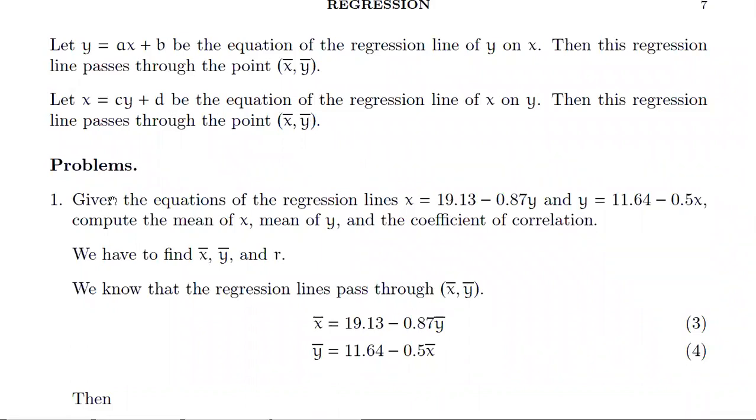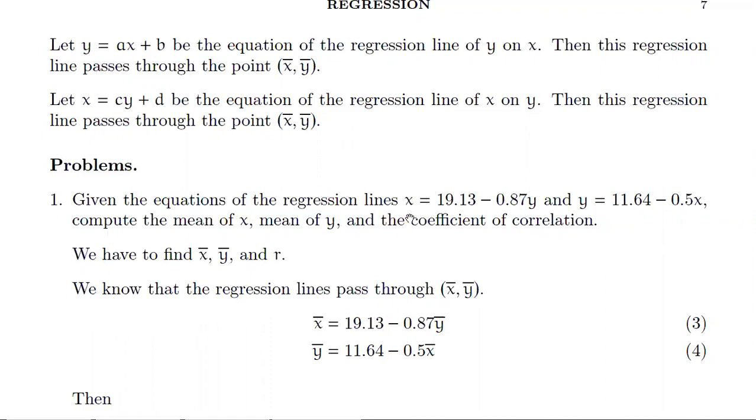Let's see a few problems. Given the equation of the regression lines x equal to 19.13 minus 0.87y and y equal to 11.64 minus 0.5x, compute the mean of x, mean of y, and the coefficient of correlation. So here we have to find the mean of x, that is x bar, mean of y, which is y bar, and the coefficient of correlation r. And we know that these types of straight lines will pass through the point x bar comma y bar.